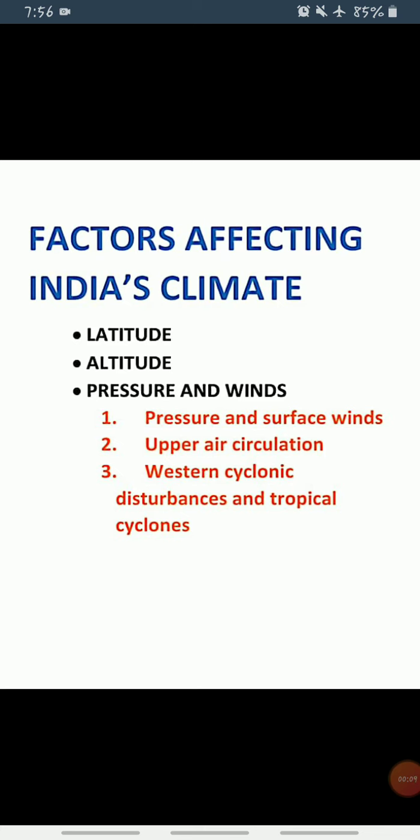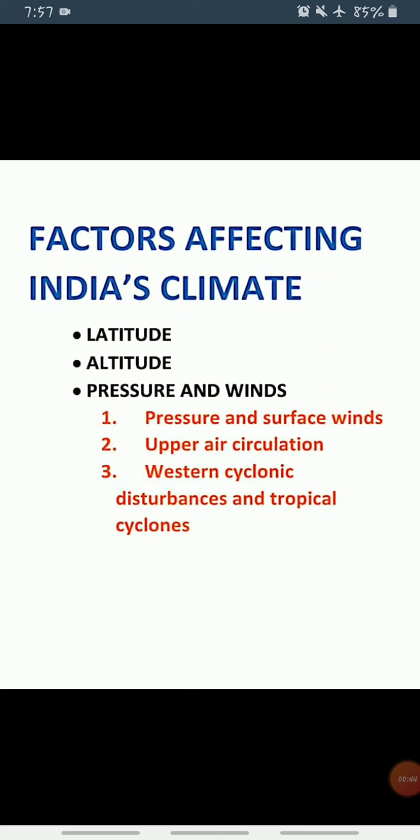And today, I'm going to start a new topic from Chapter 4, Climate: Factors Affecting Climate of India. Many factors affect the climate in India, and all these factors we already discussed in climatic control, like latitude, altitude and relief, winds and pressure, pressure and surface winds, upper air circulation, western cyclonic disturbances, and tropical cyclones. Now we will discuss these topics in detail.